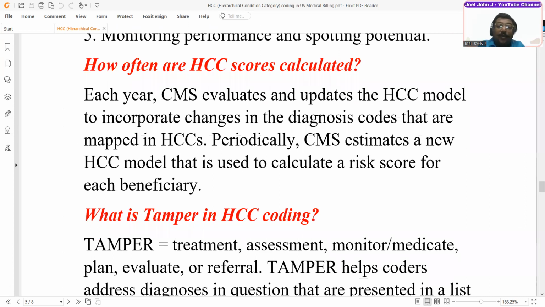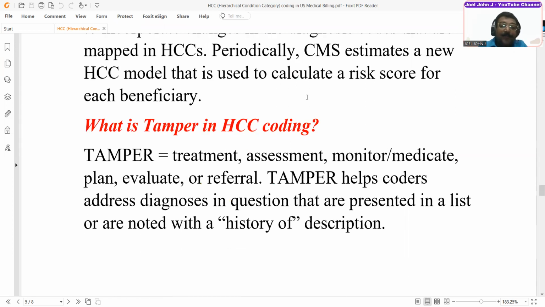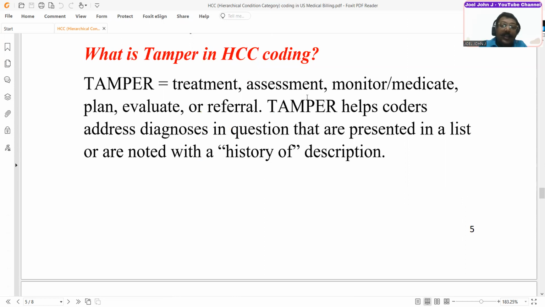How often are HCC scores calculated? Each year, CMS evaluates and updates the HCC model to incorporate changes in the diagnostic codes that are mapped to HCCs. Periodically, CMS estimates a new HCC model that is used to calculate a risk score for each beneficiary. What is TAMPER in HCC coding? TAMPER, T-A-M-P-E-R. TAMPER stands for Treatment, Assessment, Monitor or Medicate, Plan, Evaluate, or Referral.